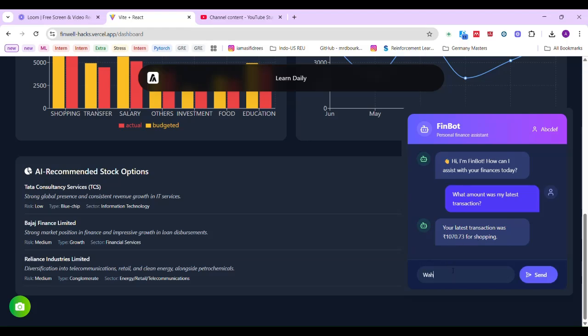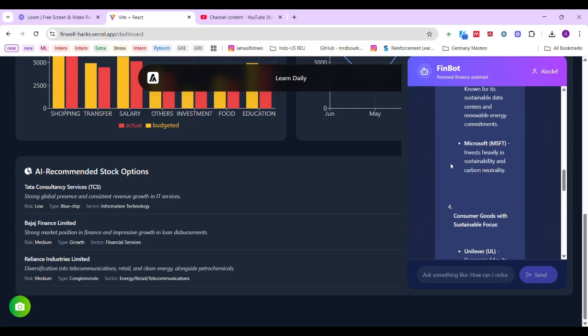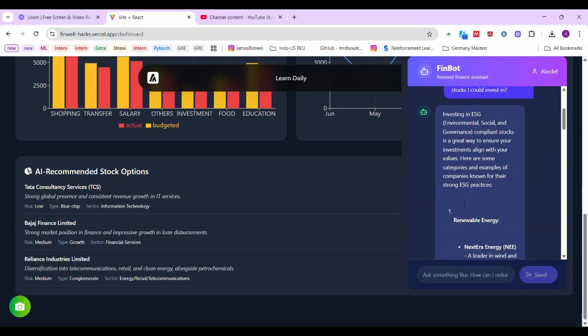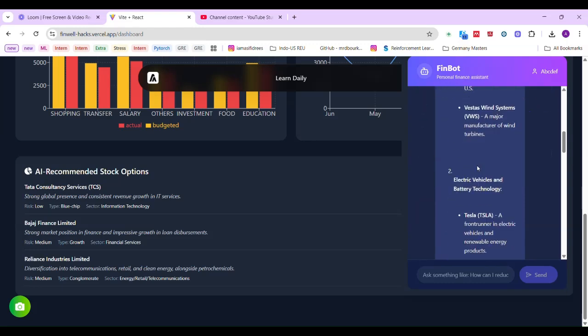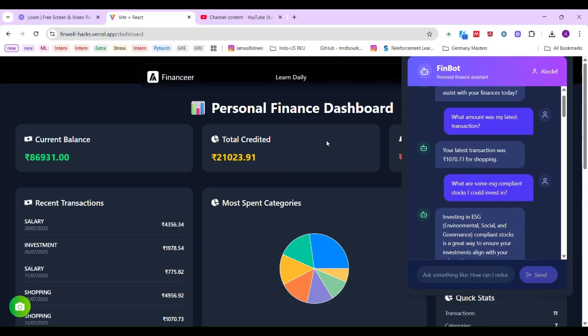I can ask what are some ESG compliance stocks I could invest in, and I have submitted this. Basically, it will load. We have connected to an OpenAI API key, and we have sent the entire data of the user here, and it will suggest environmentally friendly stock options. These are all the stock options. This was our Finbot.